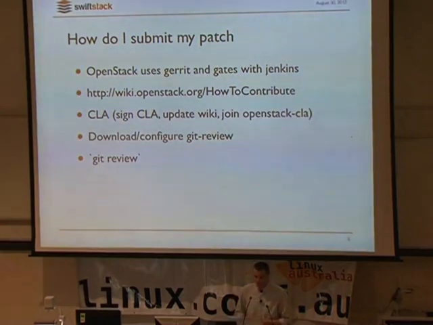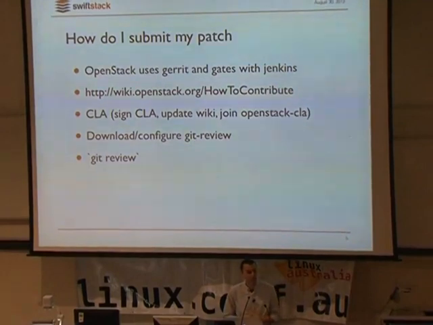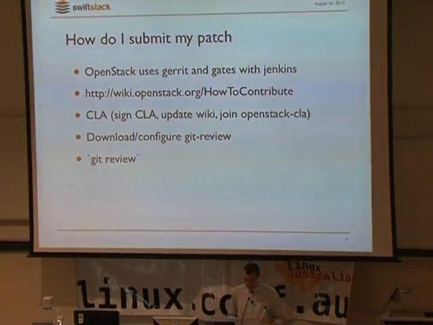At that point, you can now download and configure the Git review tool, which has some very nice helpful methods for submitting into OpenStack, although it technically is not exclusive to that. And then you can Git review your branch, and it will be submitted into the appropriate place, and everyone else can look at it.